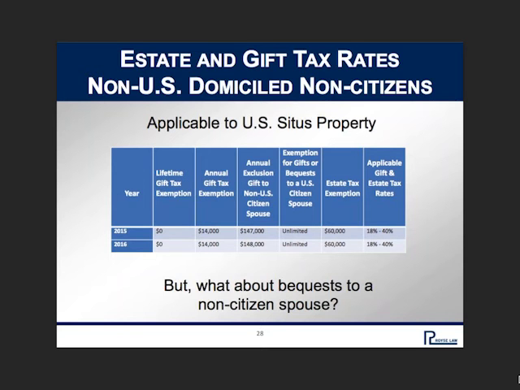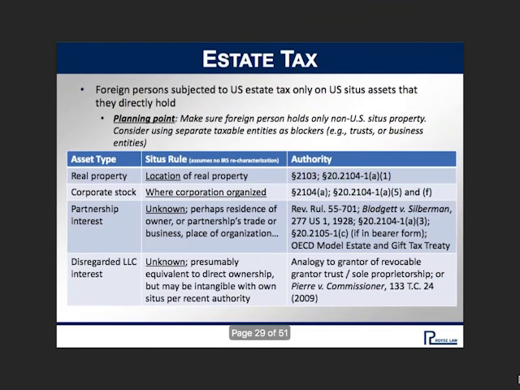Okay? Upon my death, I can leave as much as I want to my citizen spouse, but if I have a non-citizen spouse, regardless of my domicile or my citizenship, if my spouse is a non-U.S. citizen, even if she has a green card, I cannot give my estate to her without estate taxes unless I do it through a special type of trust called a qualified domestic trust. And that's really only a deferral technique. So that brings us to the question of what is U.S. situs property? And that takes us to this next slide.